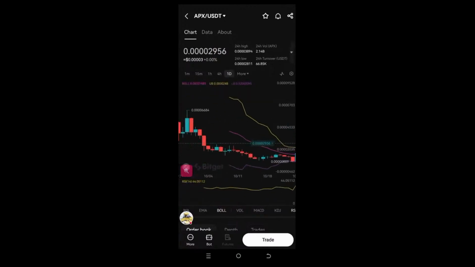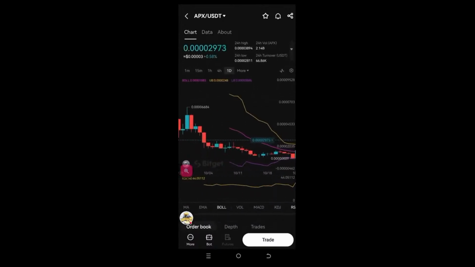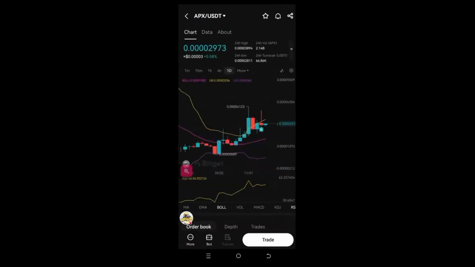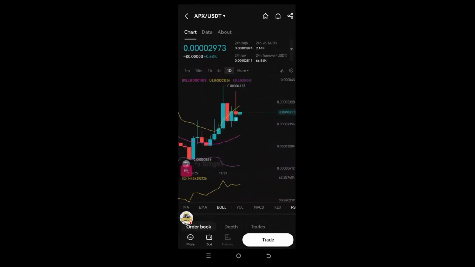Is it a new coin? No, it's not actually a new coin. APX is not exactly. It is a new coin, but it's not as new as the other ones. But I don't know. Look at it. This is where it started from. It's not going further, so it's actually still a new coin. It's probably just less than a month or thereabout.